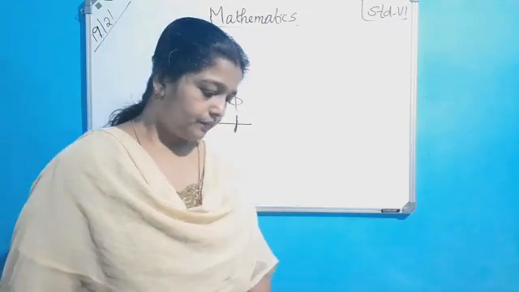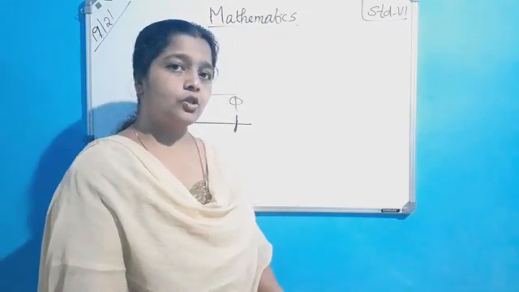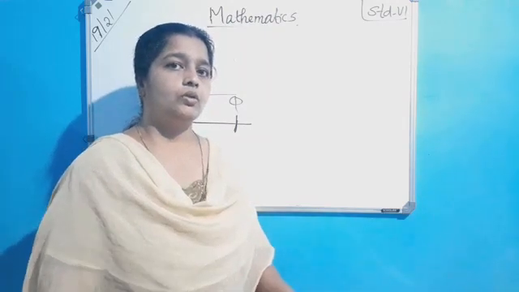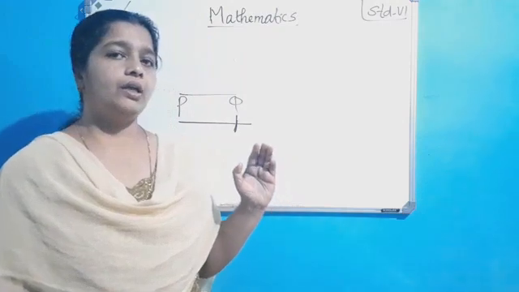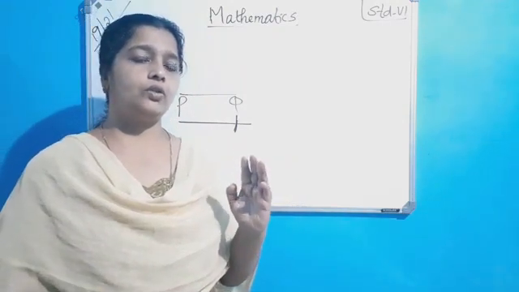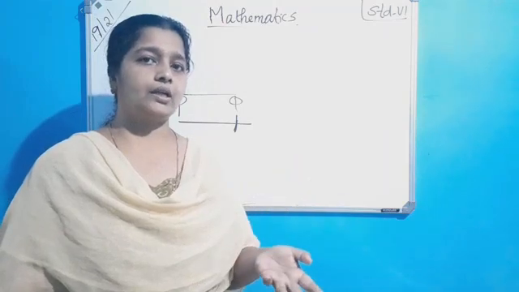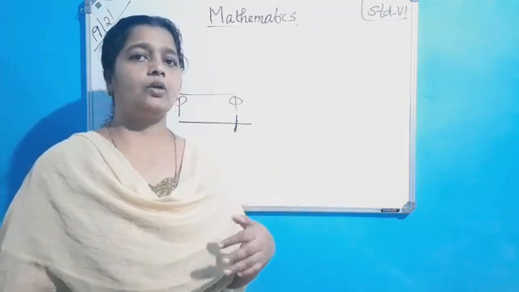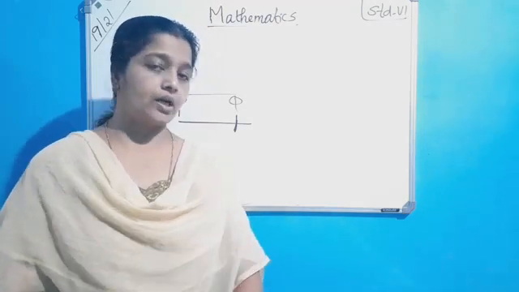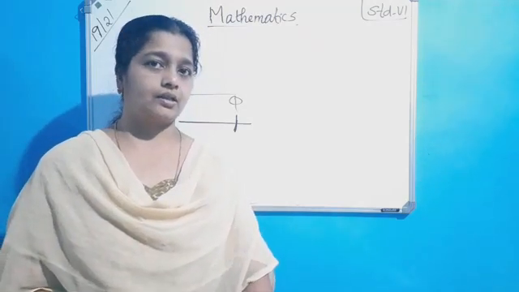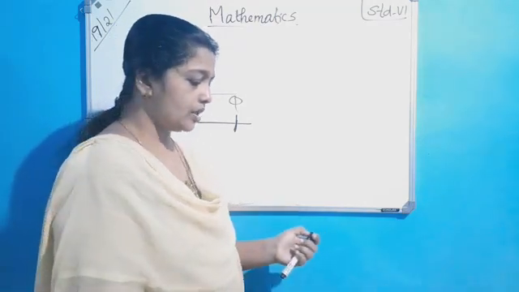Next one. Twice means 2 into that number. So given AB equal 5 centimeter, you want to draw the twice of AB equal PQ. How can we construct? 5 into 2 equals 10 centimeter. So using 10 centimeter, construct the line segment. All of you must study these questions.